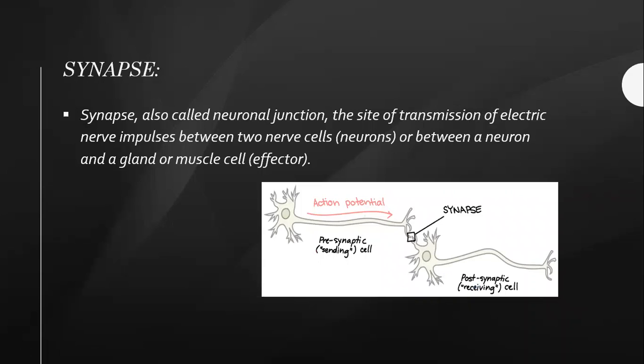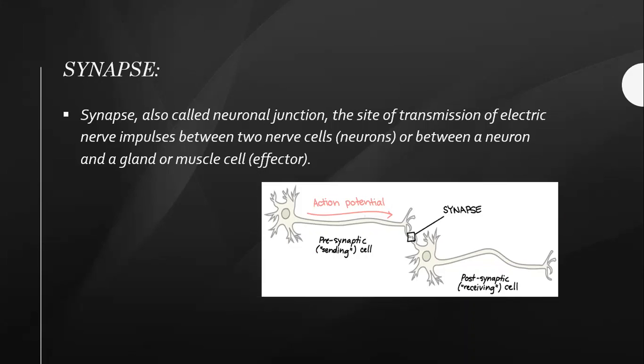Synapses. The synapse is the point of connection between two neurons or between a neuron and a muscle or gland. Electrical and chemical communication between neurons take place at these junctions.